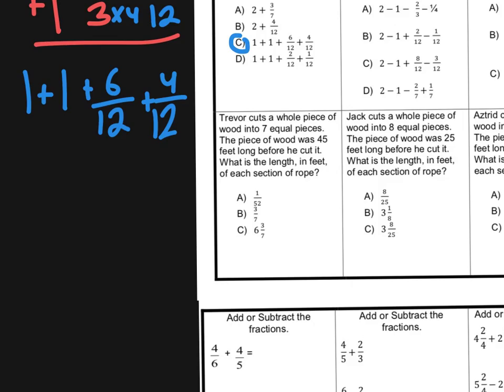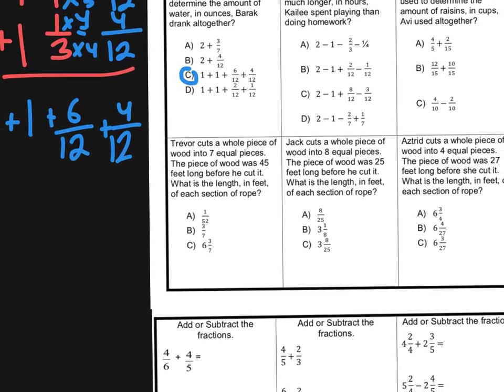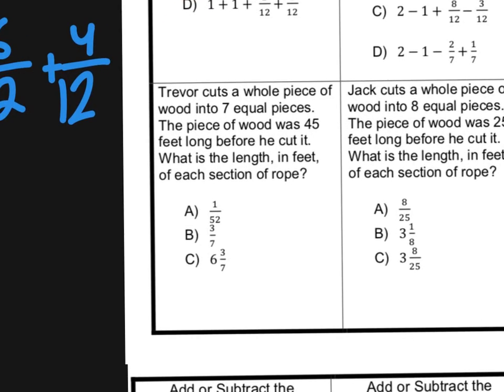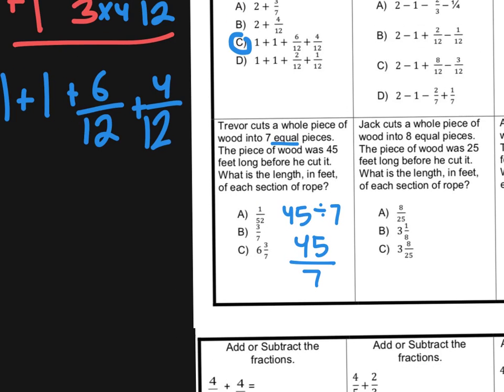So, the way you would do this is you would take your 45 feet and you want to divide it into 7 equal slices. Whenever you see the word equal, that tells you it's division. So, it's 45 is being divided by 7. That's what you would do. And that is another way of writing a fraction. 45 is being divided by 7. So you would divide 45 by 7.